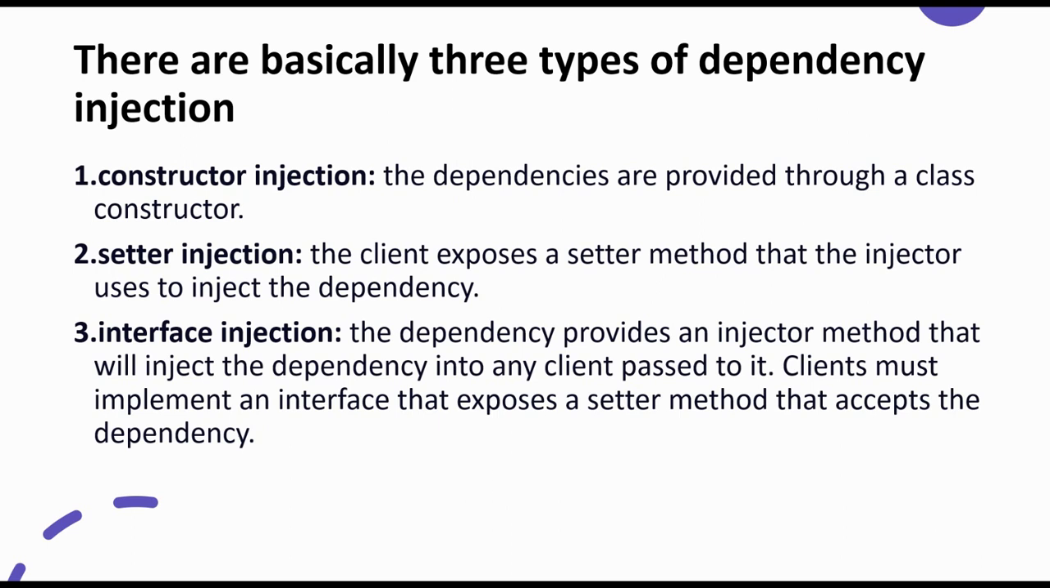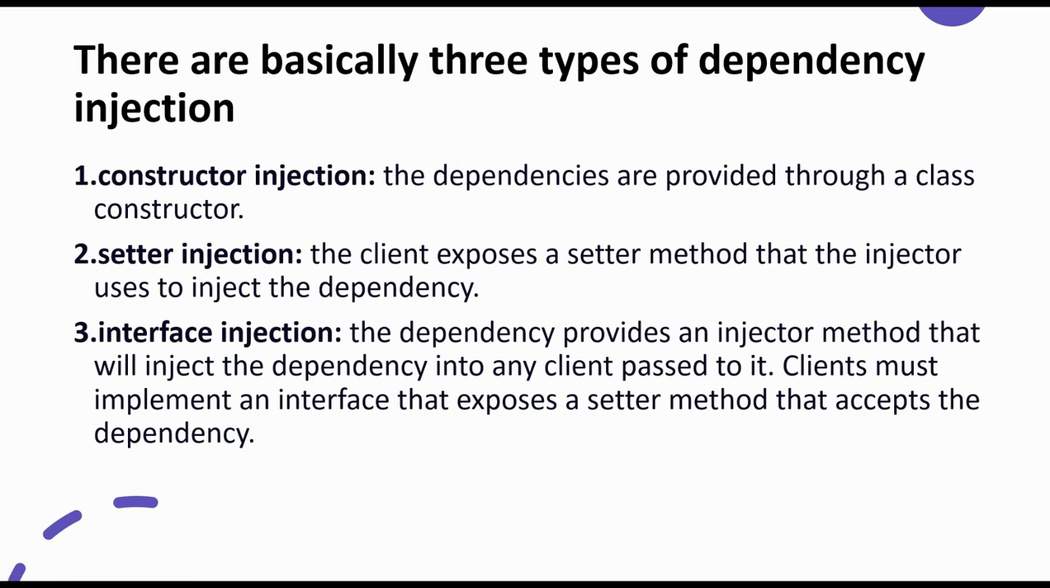And this object can be given in three ways: constructor injection, setter injection, and interface injection. The framework can give an object by constructor, by setter, or we can create an interface to get an object. In interface injection, the dependency provides an injector method that will inject the dependency into any client passed to it. The client must implement an interface that exposes a setter method that accepts the dependency.